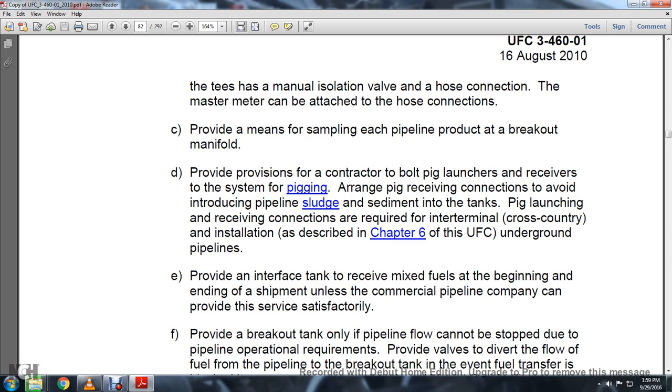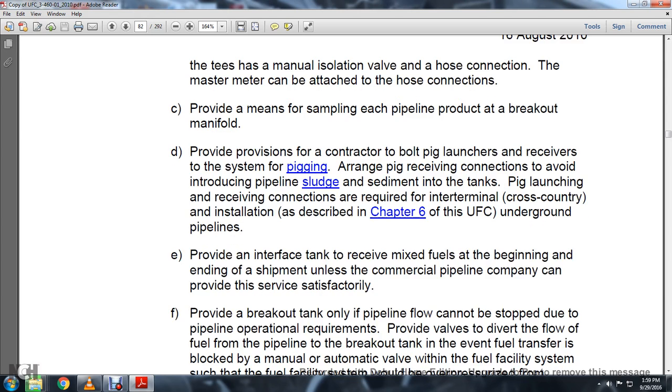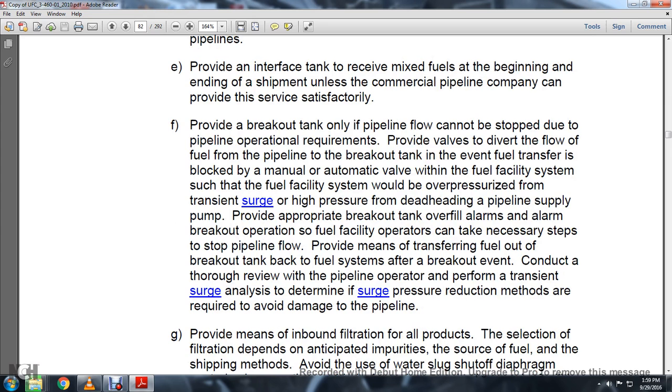Provide interface with the tank of the received mixed fuels at the beginning and ending of the shipment unless the commercial pipeline can be provided with a satisfactory service.